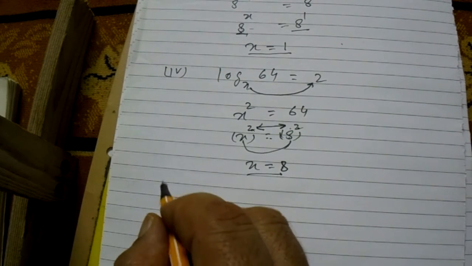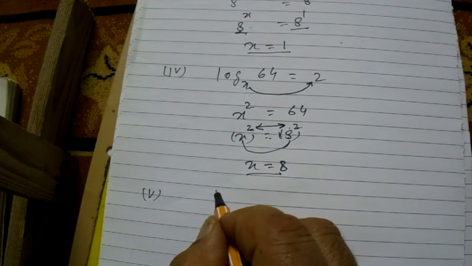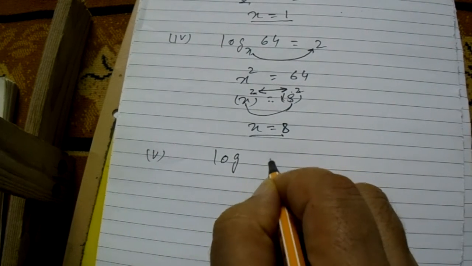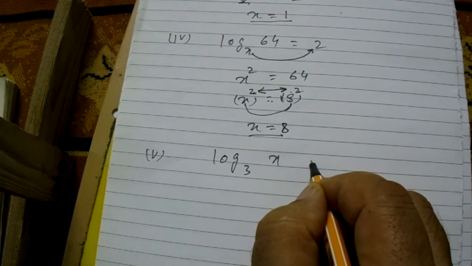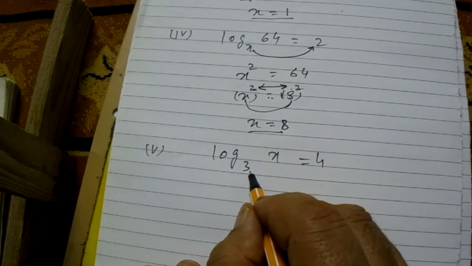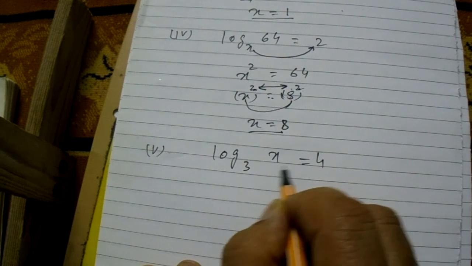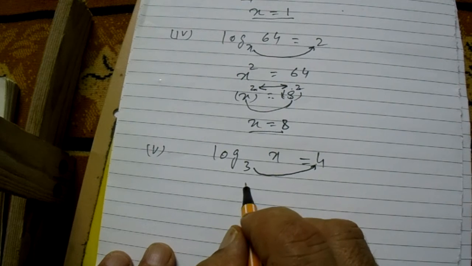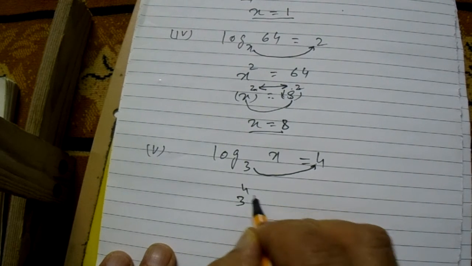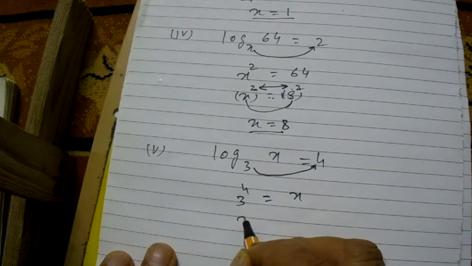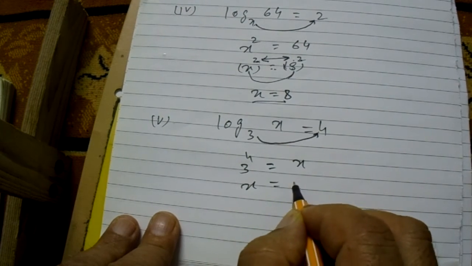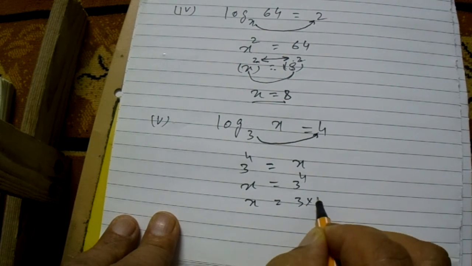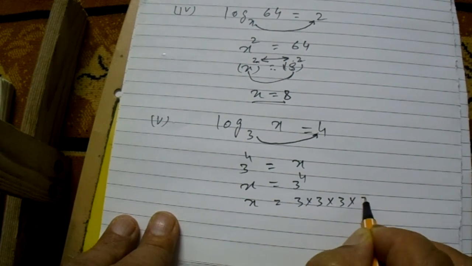Again last part of this question is fifth part, log x to the base 3 is equal to 4. Now this is our base 3, this becomes the power of 3. Now this power becomes 4. You write in exponential form 3 power 4 is equal to x. Now again x is equal to 3 multiply 3 multiply 3 multiply 3.